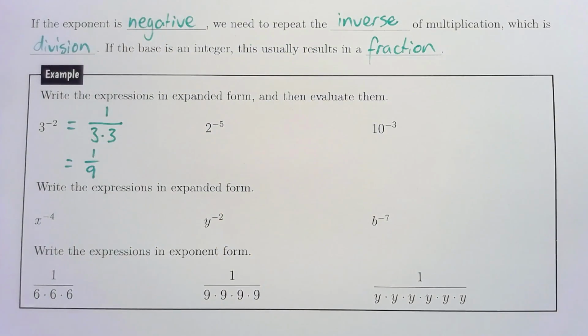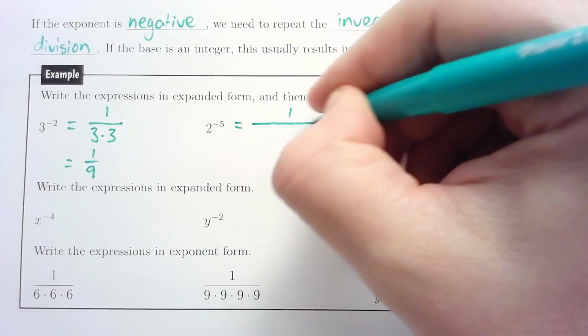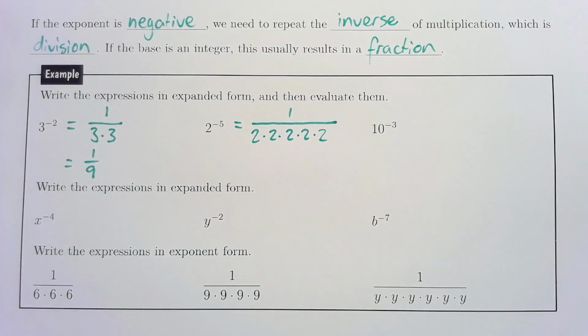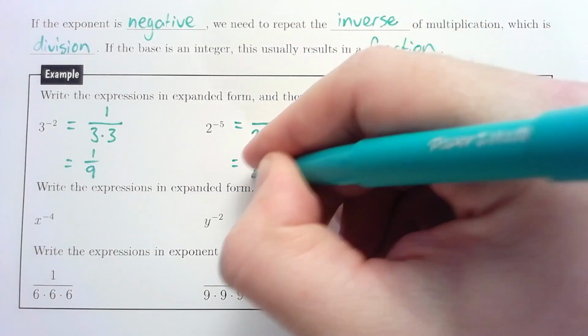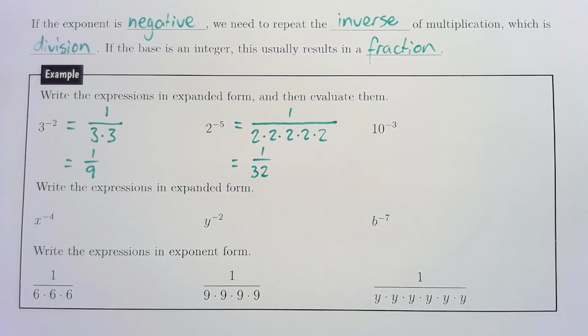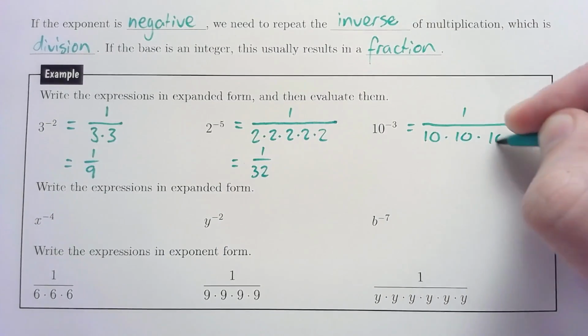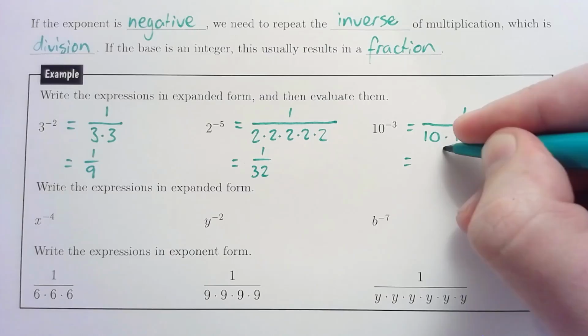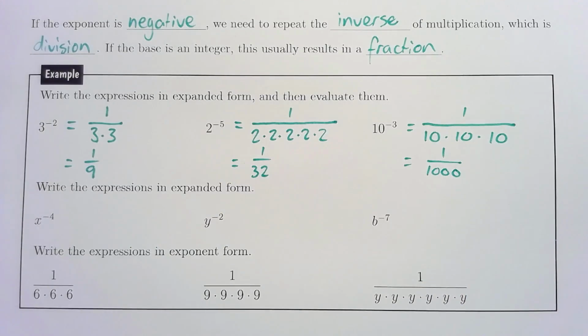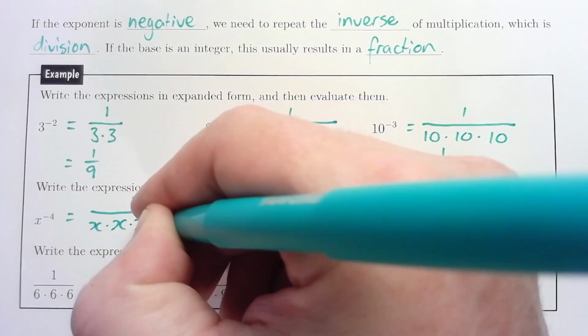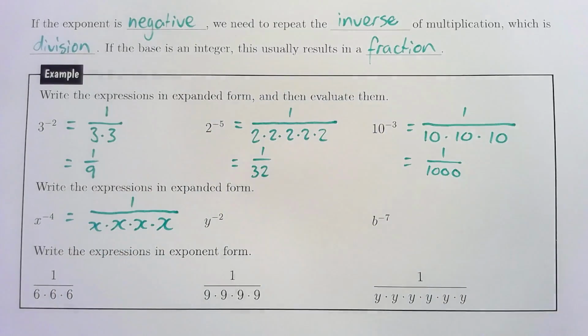So this is 1/9. 2 to the power of negative 5 has 1 in the numerator and 2 times 2 times 2 times 2 times 2. Because we've divided by 2 5 times, this is 1/32. 10 to the power of negative 3 is 1 in the numerator and 10 times 10 times 10 in the denominator, which is 1/1000th. X to the power of negative 4 is 1 in the numerator, x times x times x times x in the denominator.